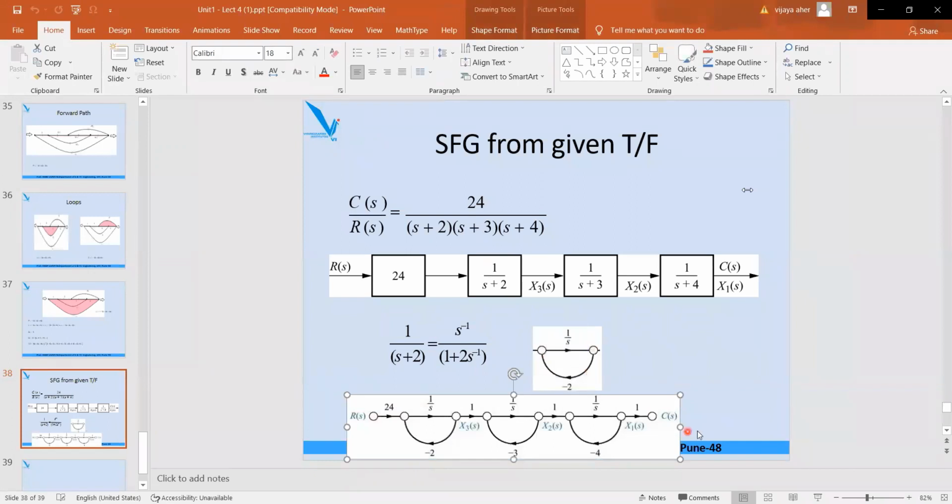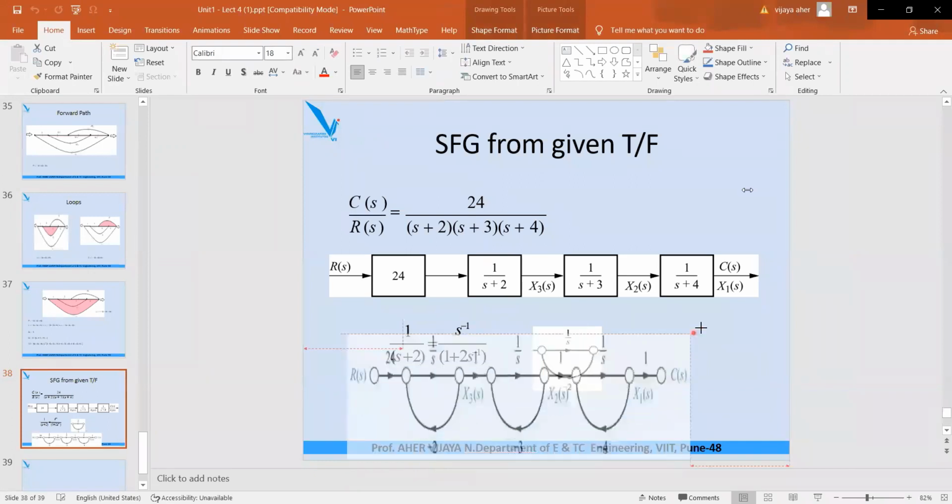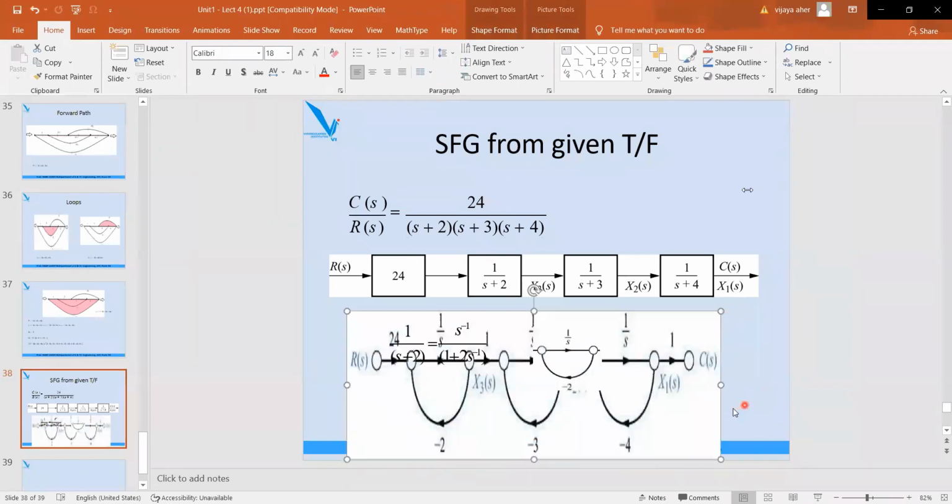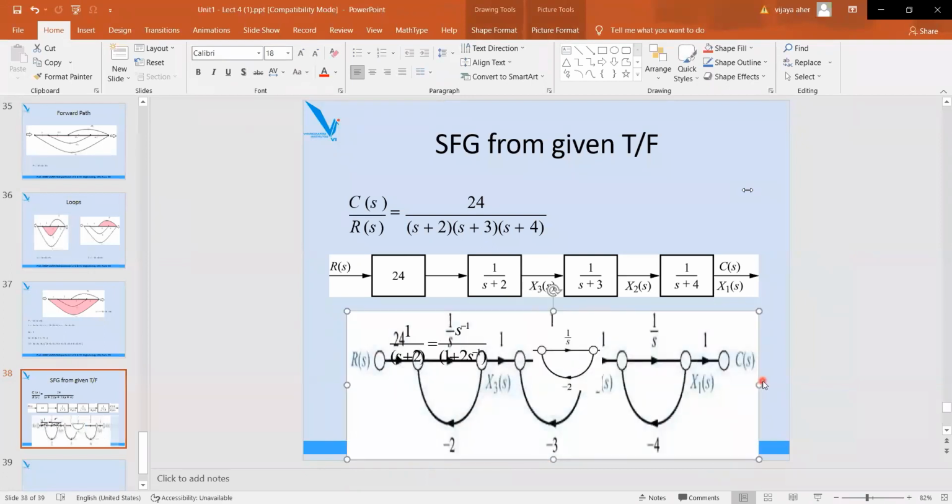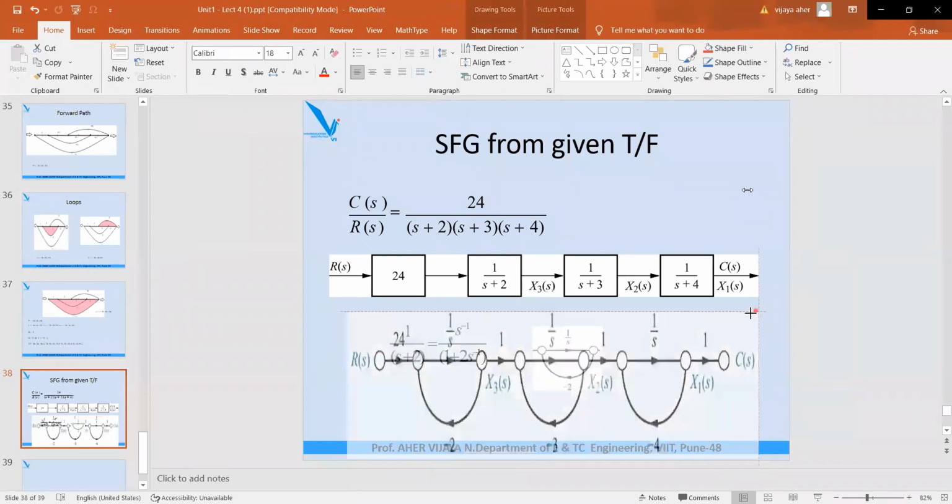But for this equation, this is the signal flow graph. Okay, students, got it?